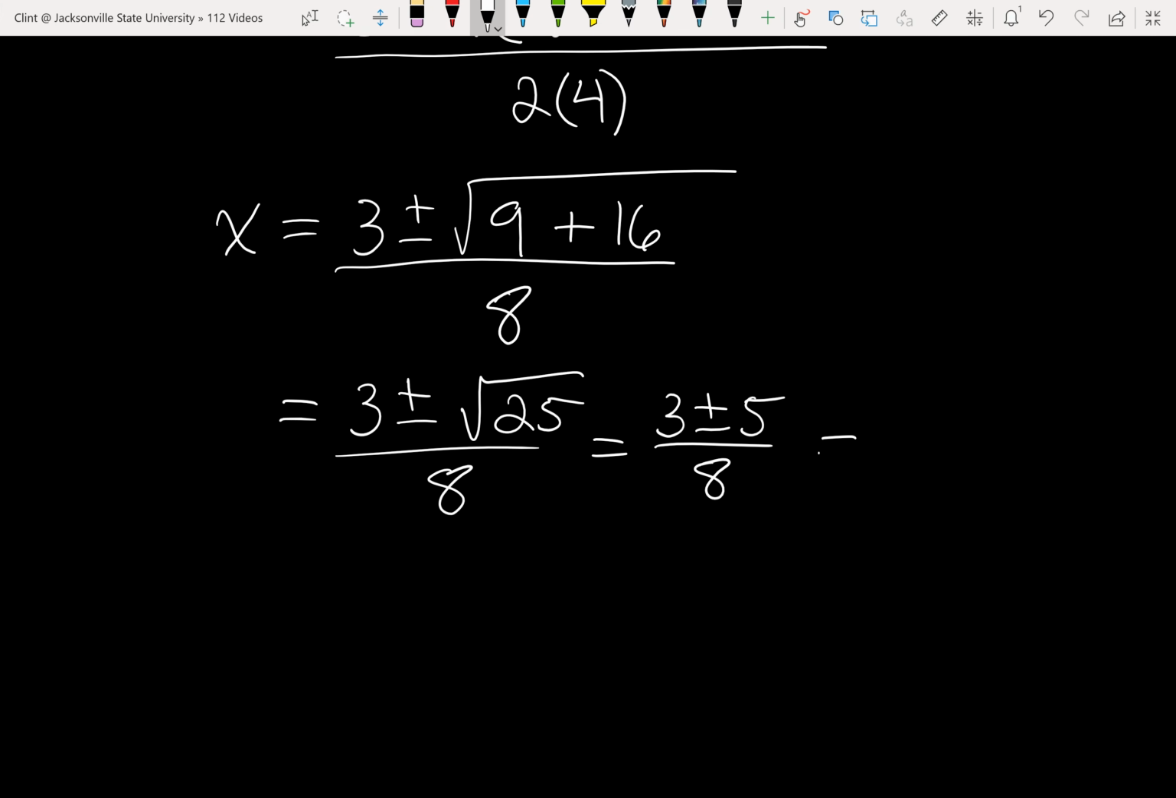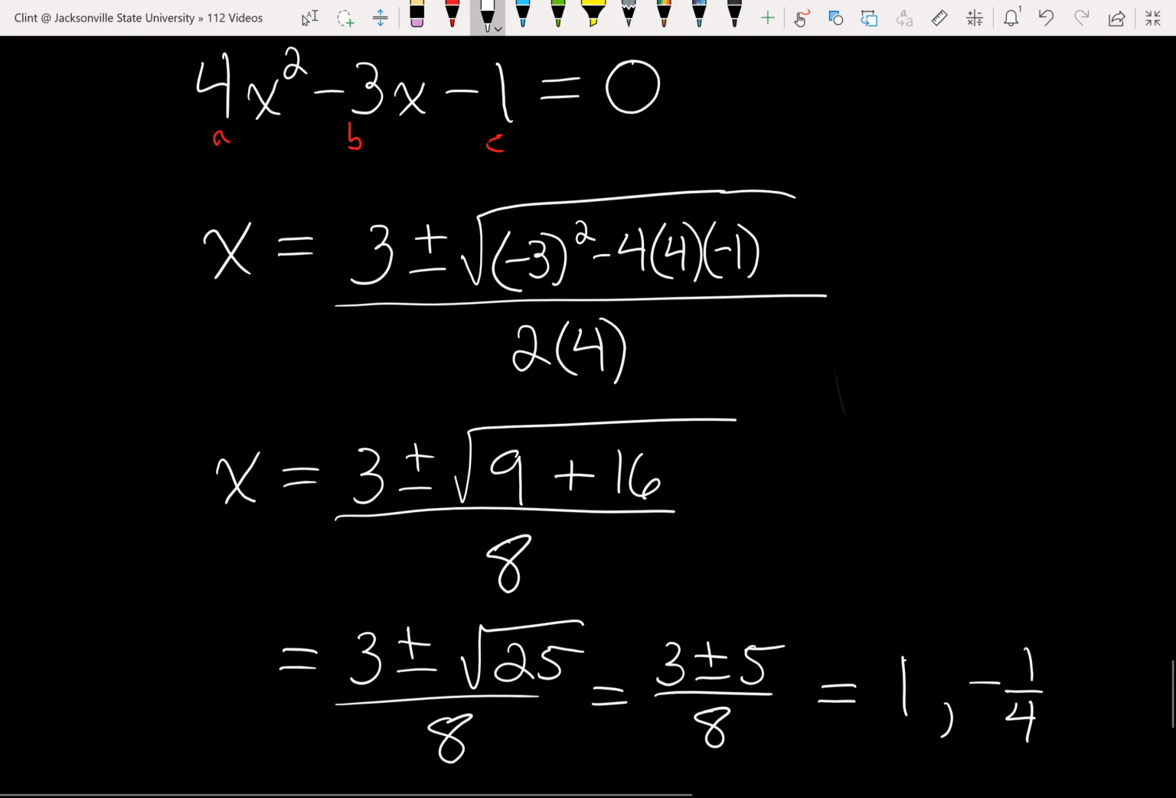3 plus 5 is 8 over 8, so that would be 1. And then 3 minus 5 would be negative 2 over 8, so that would be negative 1/4. These are our two potential solutions. But remember, we have to check these. So let's go back to the beginning. Let's try 1 first.